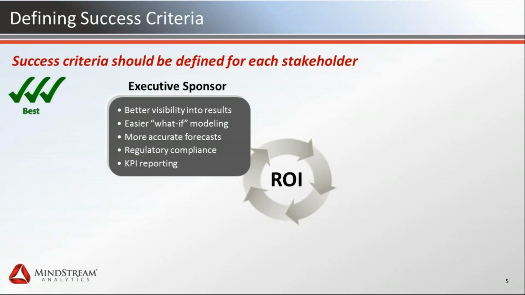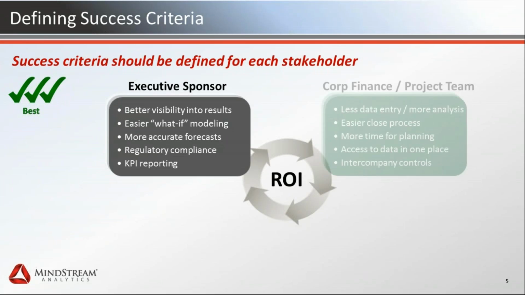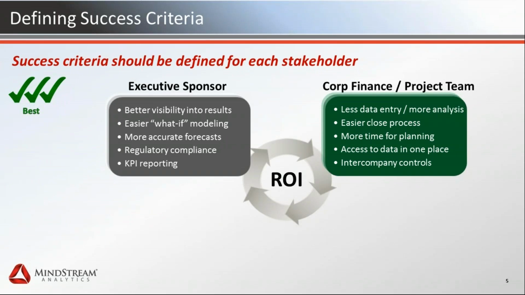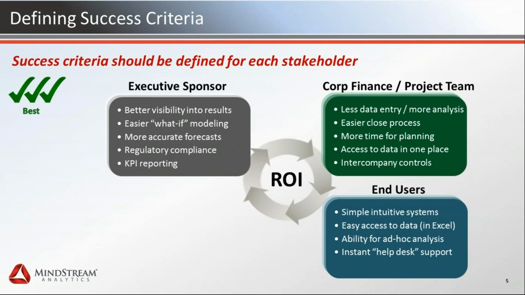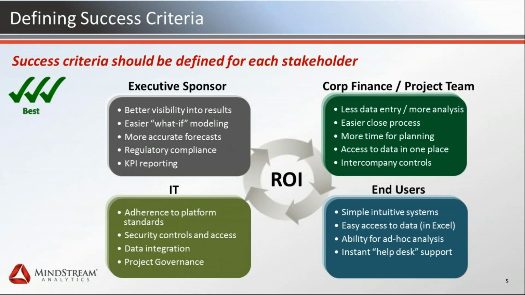For example, an executive sponsor may be looking for better visibility into overall results, but the corporate finance team, their measurement of success is more around the level of effort that it takes to generate those results. If you ask end users, they don't really care. They just want to have easy access to those results, and typically in an ad hoc Excel type format. Your IT stakeholders are really more concerned with the controls, security, compliance considerations that are in place while you're generating those results. So you can see that your different audiences are definitely looking for different types of wins from your project. You should be aligned with those.